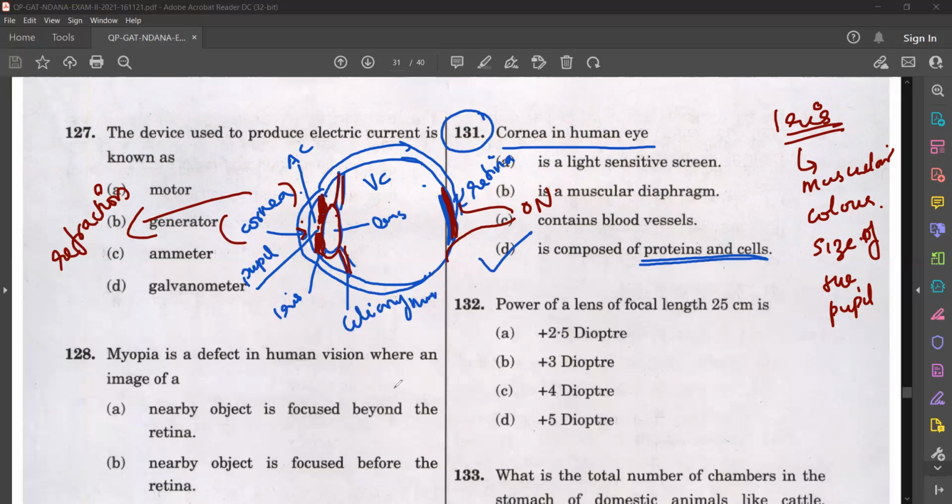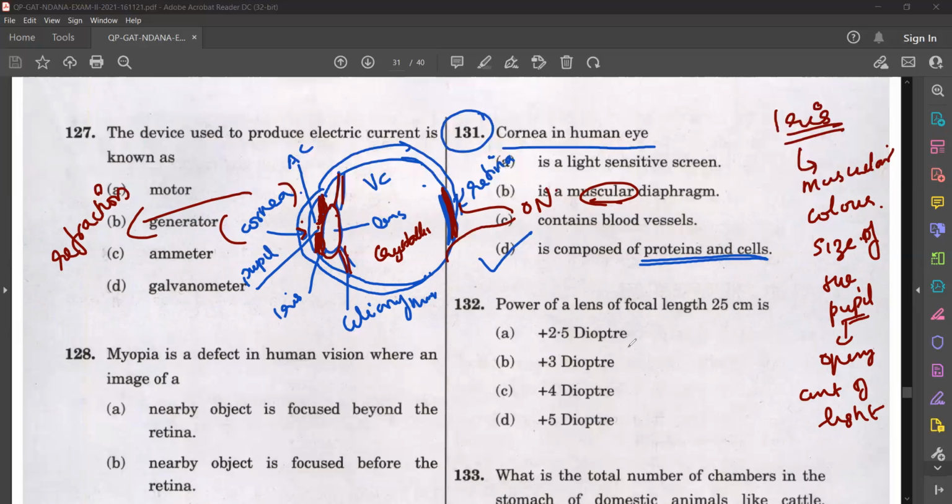So the muscular part is the iris. Then we have the pupil. The pupil is a small opening. This opening will be controlled by the iris. The pupil regulates the amount of light entering the eye. That means light enters the eye through the pupil. Then we have the lens, that is a crystalline lens. The lens forms an image.